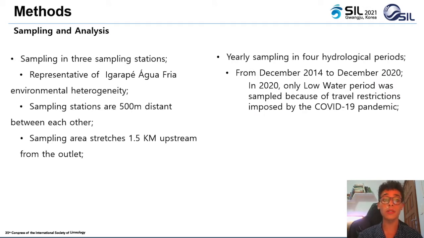They were considered representative of Igarapé-Água Fria environmental heterogeneity. Sampling stations are 500 meters distant between each other and stretch from 100 meters upstream the outlet up to 1.5 kilometers upstream from the outlet. Sampling was held yearly in 4 hydrological periods, from December 2014 to December 2020.